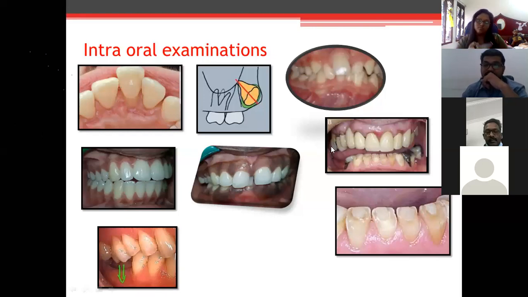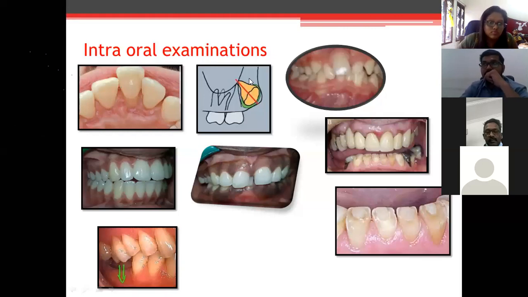Ill-fitting prostheses will be there, and you can get severe attrition, abfractions, and supraeruptions. Another important thing is a buccally placed upper third molar. Whenever you notice a buccally placed maxillary third molar, what happens when the mandible opens? The coronoid process will be obstructed by the buccally placed upper third molar.